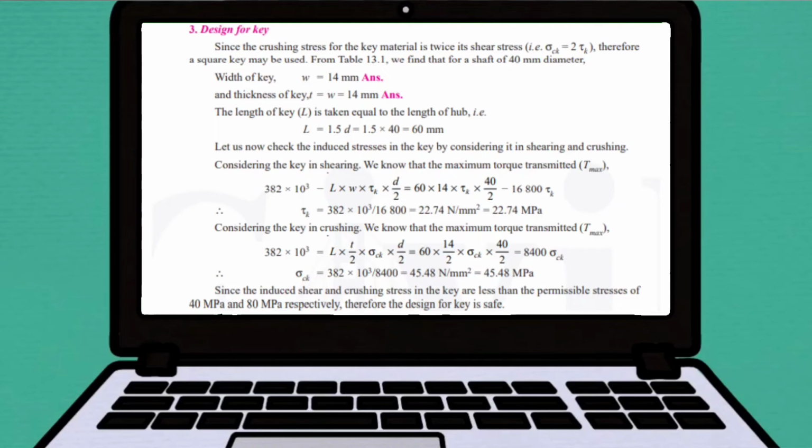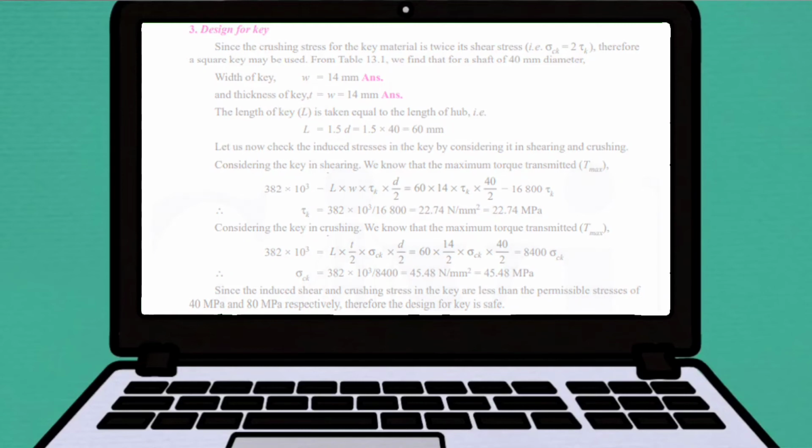Next, considering crushing, we know that the maximum torque transmitted will become 382 × 10³ equivalent to L × T/2 × τCK × D/2, equating 60 × 14/2 × τCK × 40/2, which is equivalent to 8,400 τCK. Equating again, τCK is equal to 382 × 10³ over 8,400, giving 45.48 MPa for crushing.